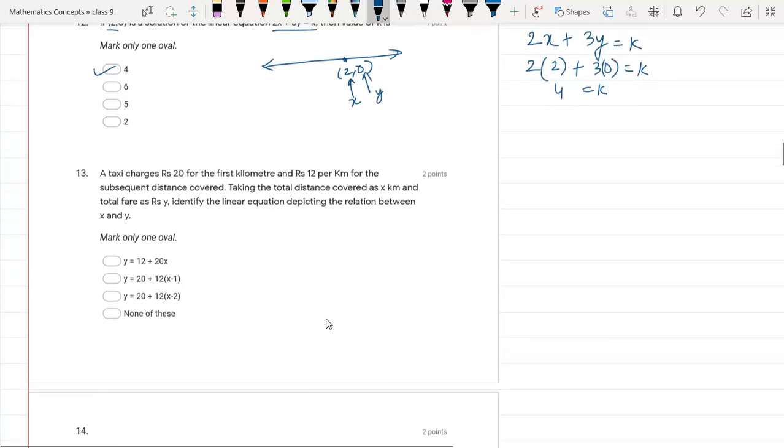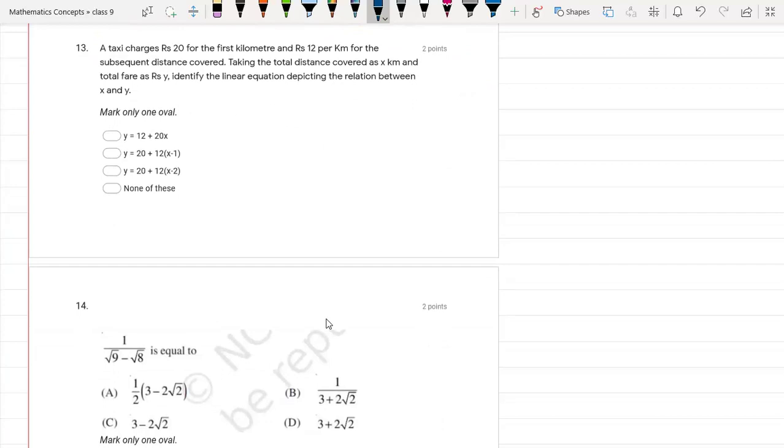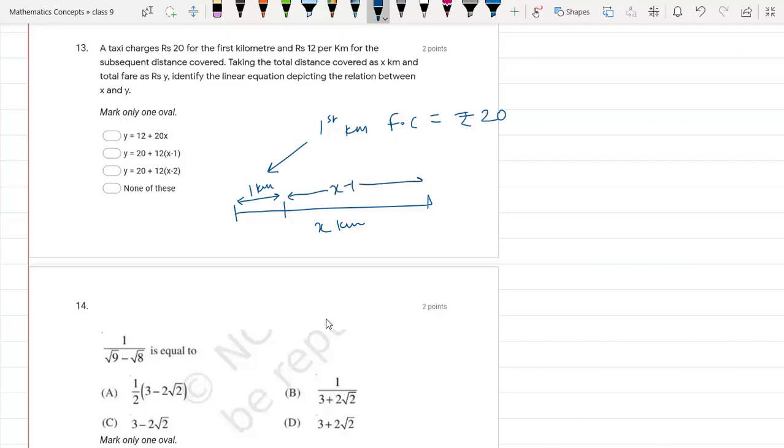Question number 13. A taxi charges rupees 20 for the first kilometer. So given to you is the first km fixed charge is equal to rupees 20. If the total distance is x kilometers, in that x kilometers, the first kilometer is taken. If you observe, you have used the first kilometer. So how much is remaining? X minus 1. If you add these two, you will get x only. So for the first kilometer the charge is rupees 20.